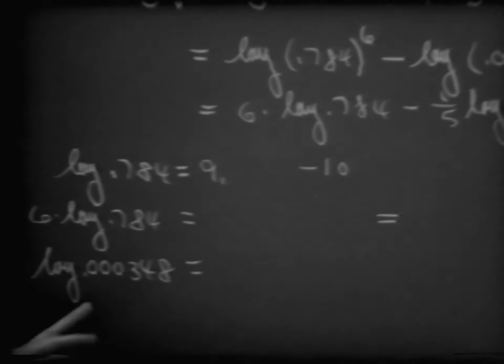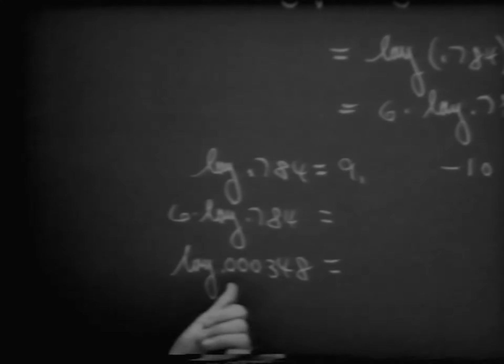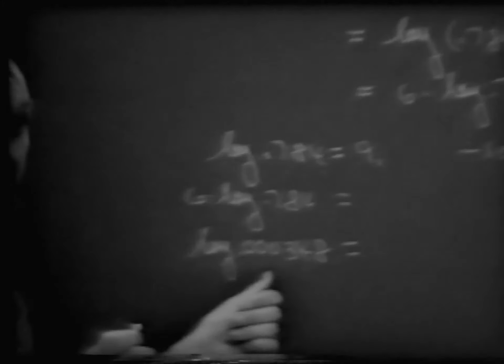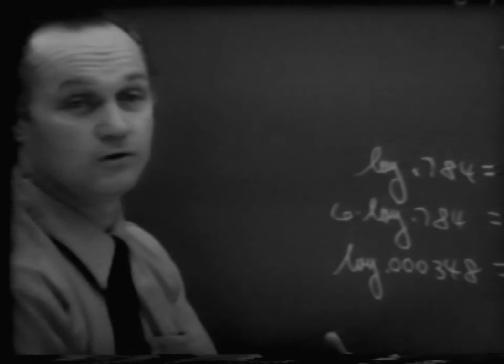0.000348. Now, notice that we want to divide that number by 5. And what then is the characteristic of 0.000348? We know that that characteristic is negative 4. And if we're going to divide by 5, well, another name for negative 4, of course, is what?